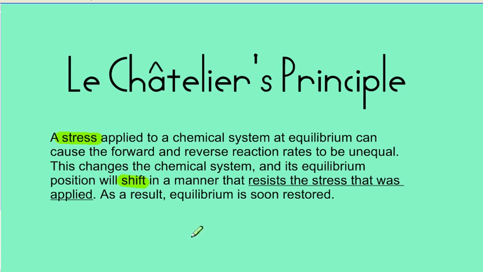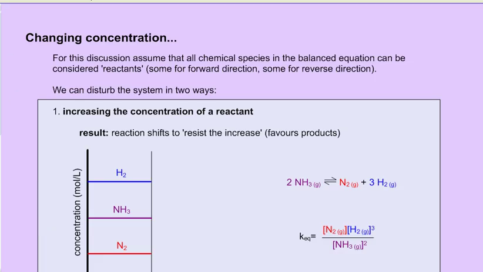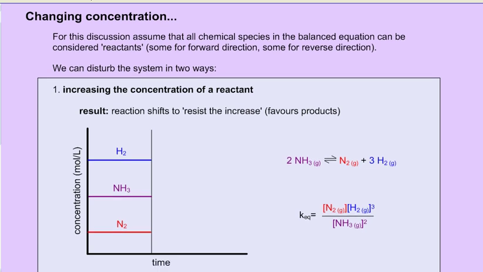So if we do something to the system, it's going to respond. And that response will result in a return to an equilibrium state. What that new equilibrium state looks like will depend on what the stress is. So it's probably really good to look at some examples here.